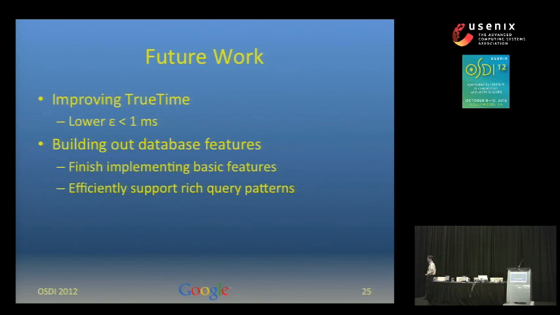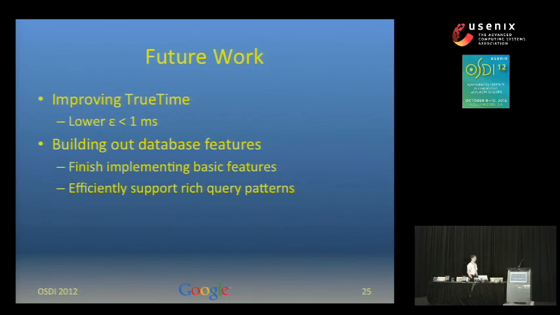I'll describe a few pieces of future work that are mentioned in the paper. One is improving TrueTime. We believe we can get epsilon below 1 millisecond consistently through some relatively straightforward mechanisms like better clocks, increasing the polling rate, and so forth.